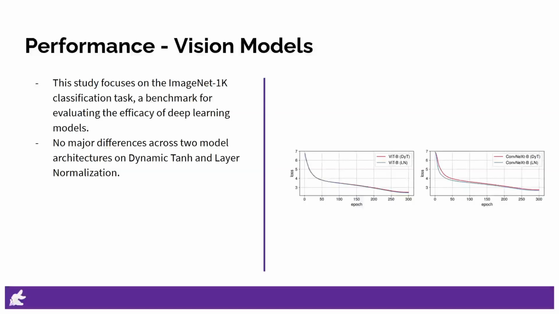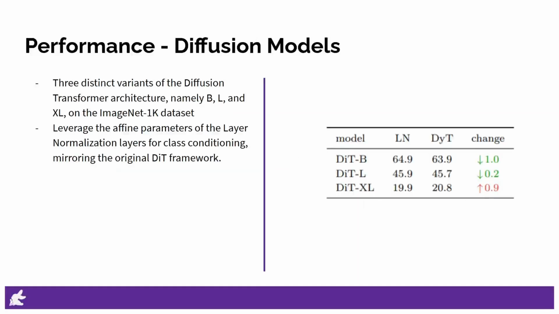From the figure, it shows that there are no major differences across the two model architectures between Dynamic Tanh and layer normalization. The investigation of diffusion models revolves around the deployment of three distinct variants of the Diffusion Transformer (DiT) architecture, namely B, L, and XL, on the ImageNet-1K dataset. Notably, the patch size is 4, 4, and 2, respectively, for each model.